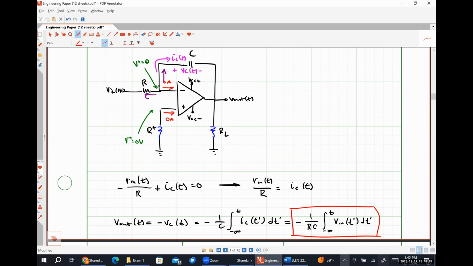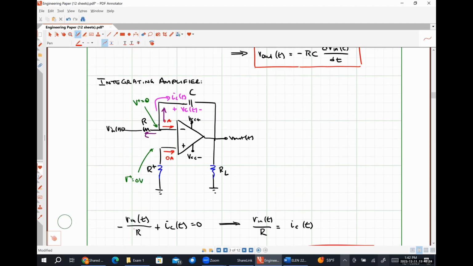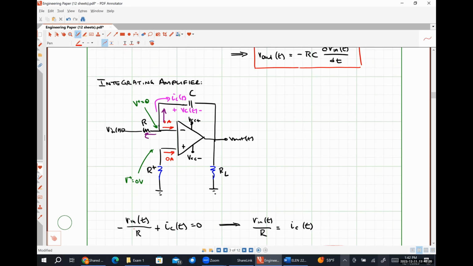Now, realistically, we don't really know what the input voltage is doing at negative infinity or anything like that. So in a practical circuit, we would actually just put a resistor in parallel with its capacitor C that's going to ensure that any energy initially stored in this capacitor has a way to get to ground or be dissipated. But it makes the math harder, so I didn't put it in.